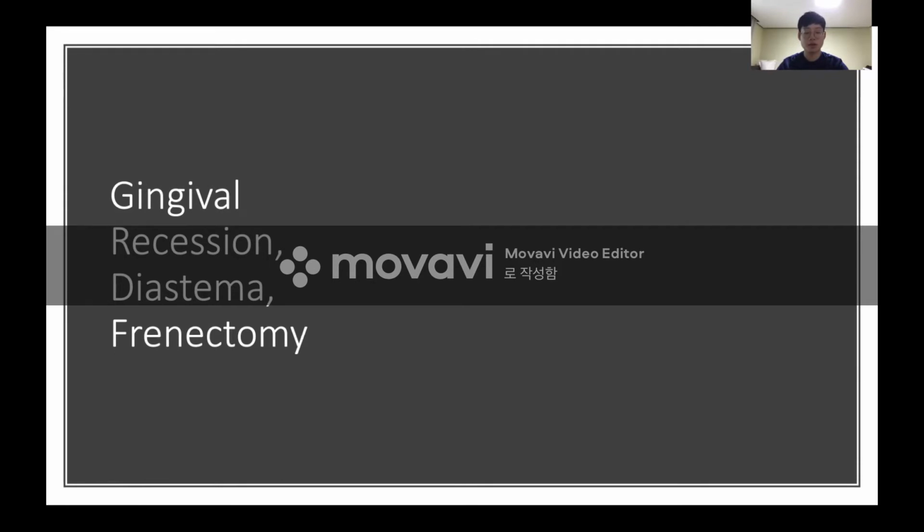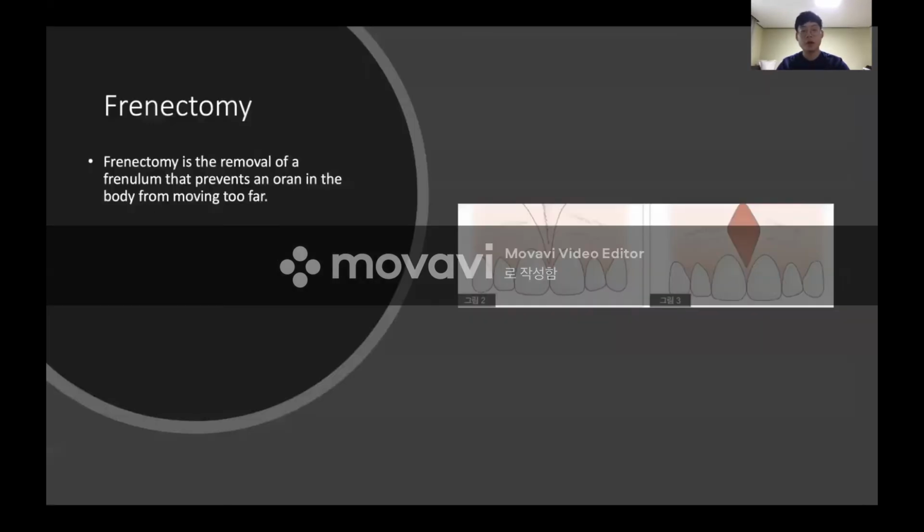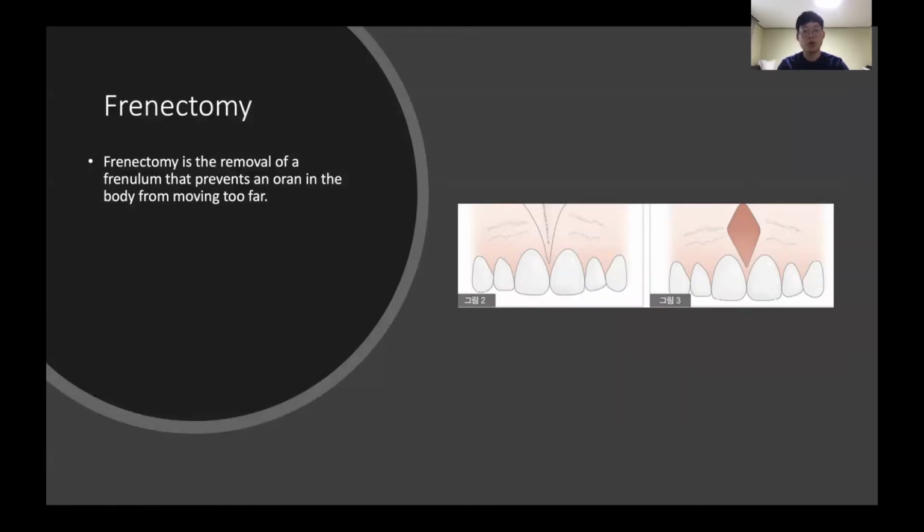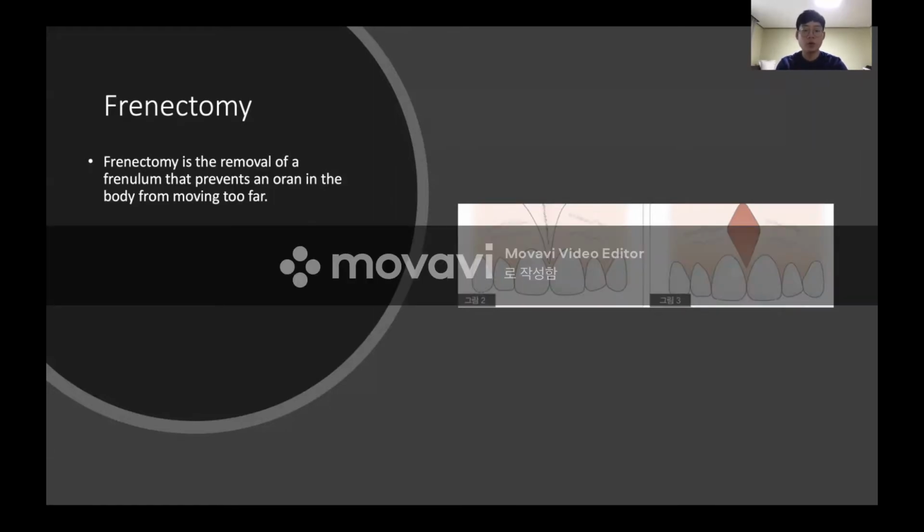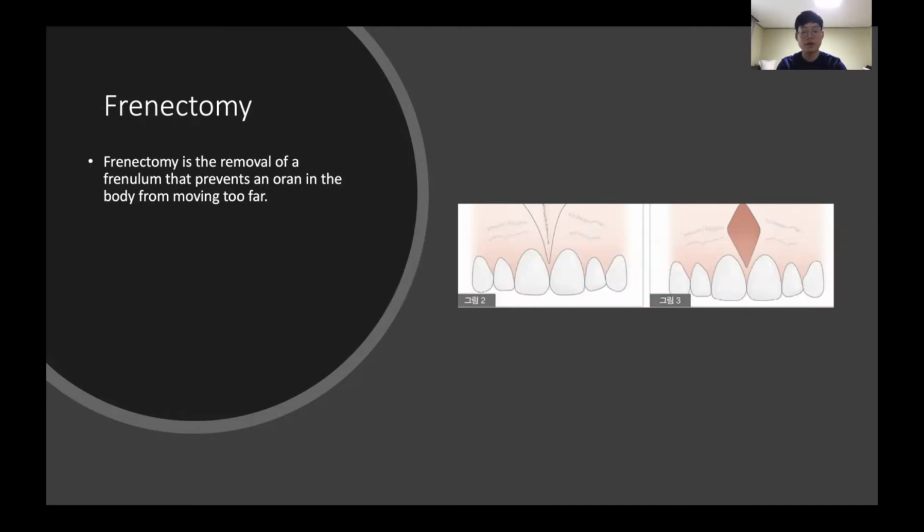recession and diastema. First, I will start with frenectomy. A frenectomy is the removal of a frenulum, a small fold of tissue that prevents an organ in the body from moving too far. It can refer to frenula in several places on the human body, and frenectomy is a very common dental procedure that is performed on infants, children, and adults.